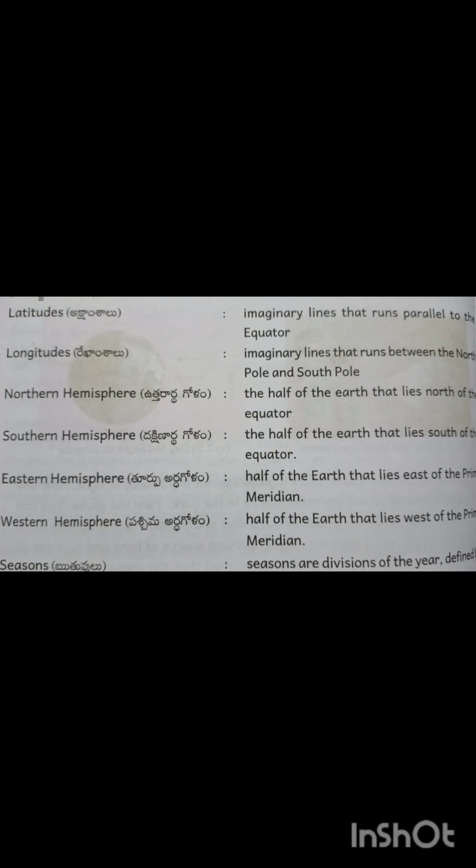Latitudes, Akshamsamalu, imaginary lines that run parallel to the equator. Longitudes, Rakamsamalu, imaginary lines that run between the North Pole and South Pole. Northern Hemisphere, Uttarardhagolam, the half of the earth that lies north of the equator. Southern Hemisphere, Dakshinardhagolam, the half of the earth that lies south of the equator.